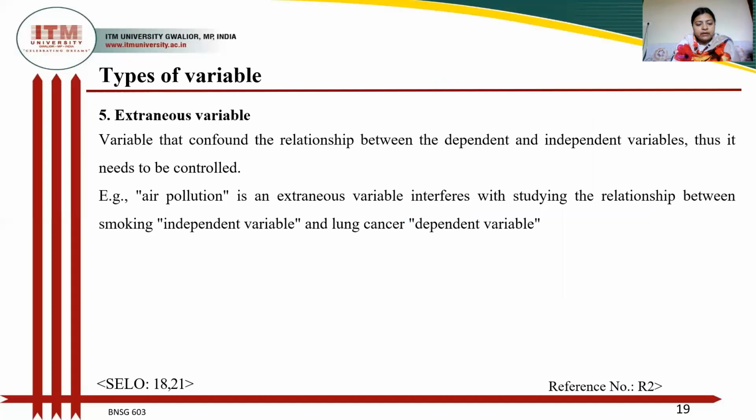The next comes the extraneous variable. Extraneous variable means a variable that confounds the relationship between the dependent and the independent variables. Thus, it needs to be controlled.